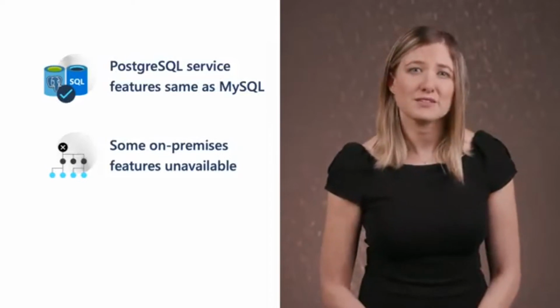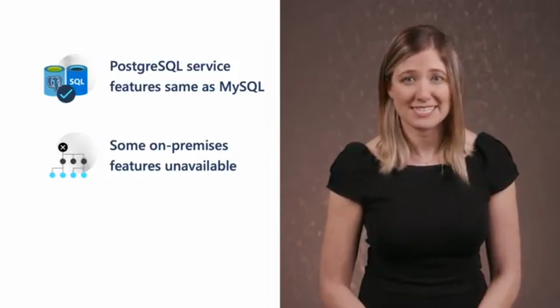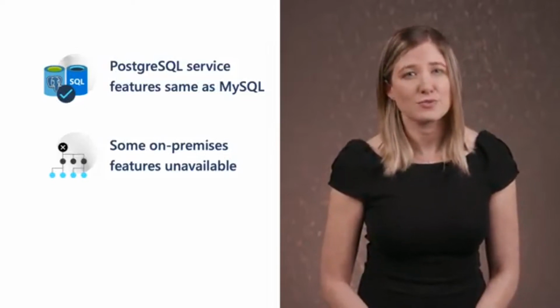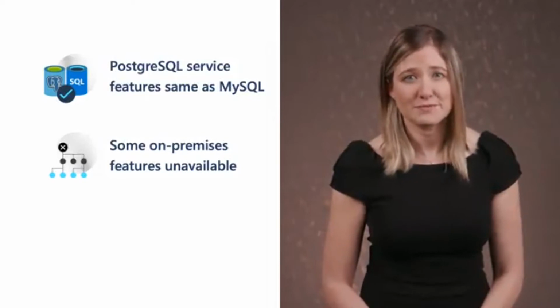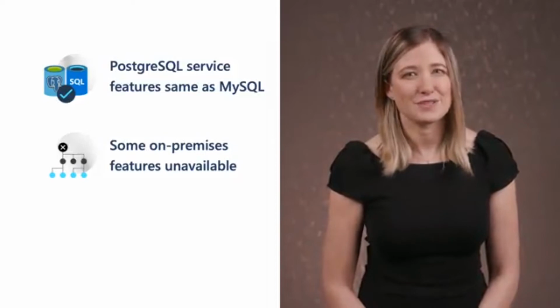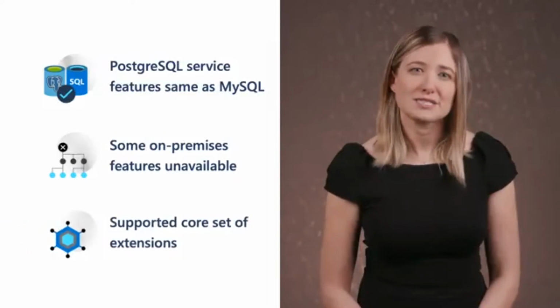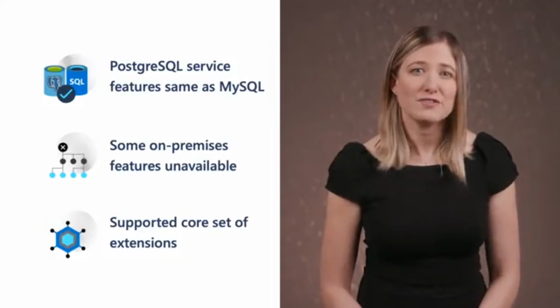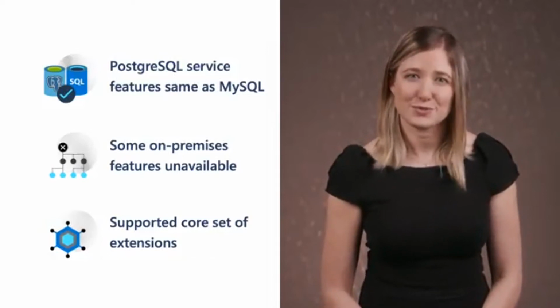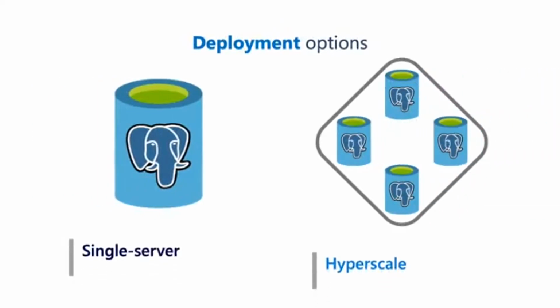These features are mainly concerned with the extensions that users can add to a database to perform specialized tasks, such as writing stored procedures in various programming languages, other than PG-SQL, which is available, and interacting directly with the operating system. A core set of the most frequently used extensions is supported, and the list of available extensions is under continuous review. Azure Database for PostgreSQL has two deployment options, single server and hyperscale.